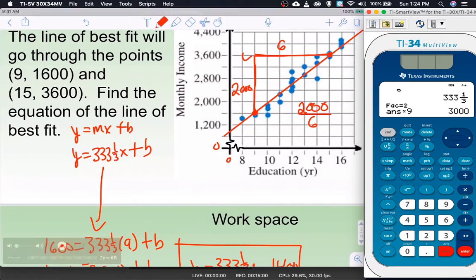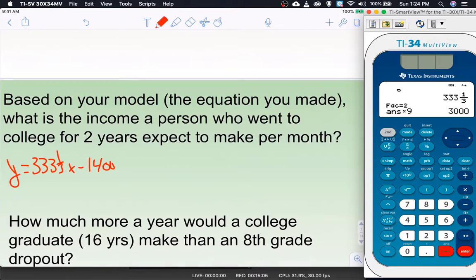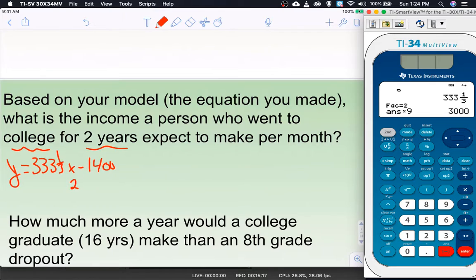But how many years of education would 2 years of college be? The question was the income of a person who went to college for 2 years. If I plugged in a 2 right here, that would not be college for 2 years. That would be a person who got 2 years of education. They dropped out in 2nd grade or finished 2nd grade and then stopped. We want 2 years of college. So let's think about this. You graduate high school in 12 years of education. 2 more years would be a total of 14 years of education.